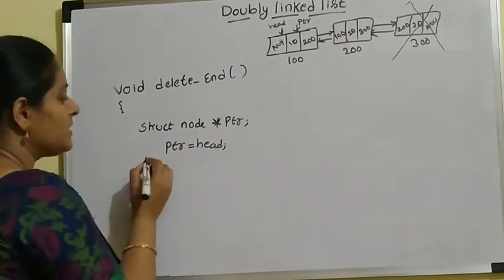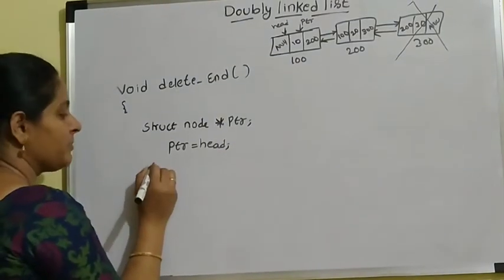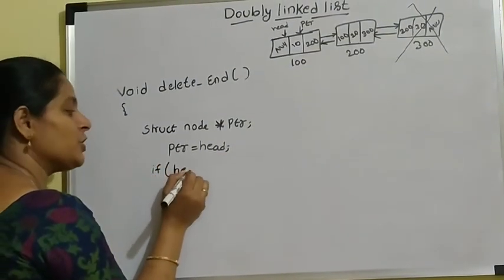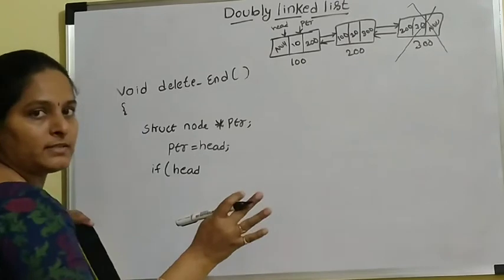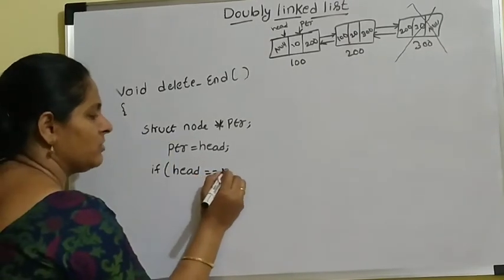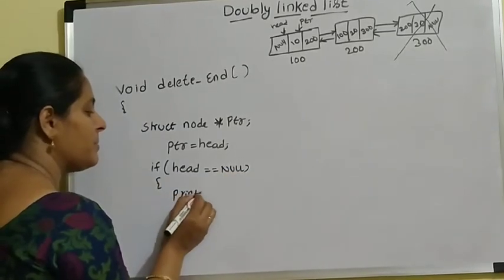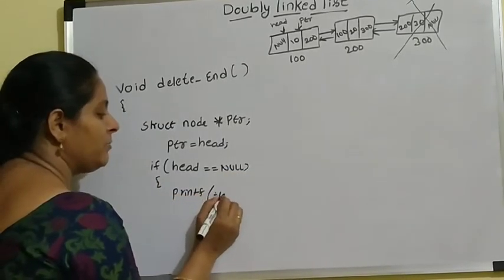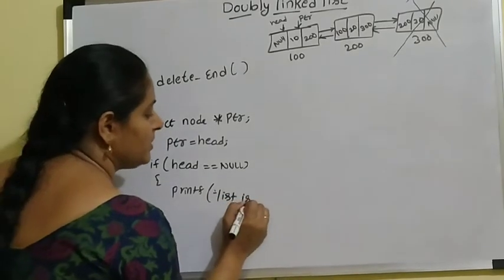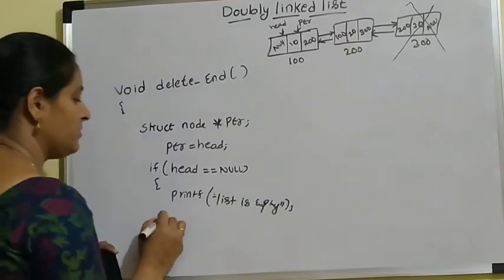Now see, suppose there are no nodes in the list, if list is empty, deletion is not possible. Whatever case it is, if list is empty, deletion is not possible. I am writing this condition again. If head equal to null, printf list is empty, deletion end is not possible.